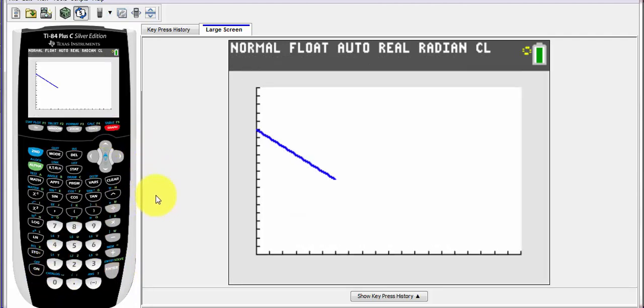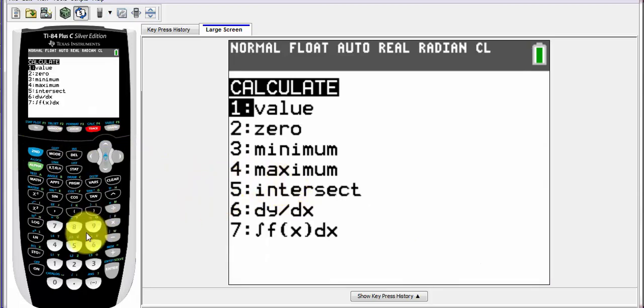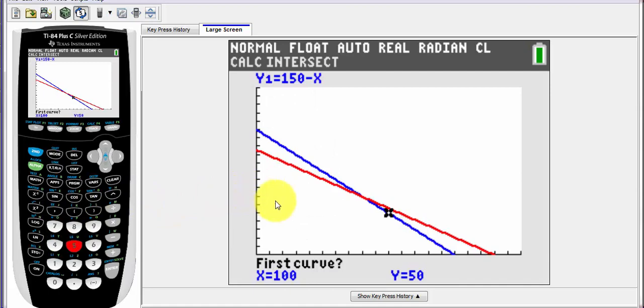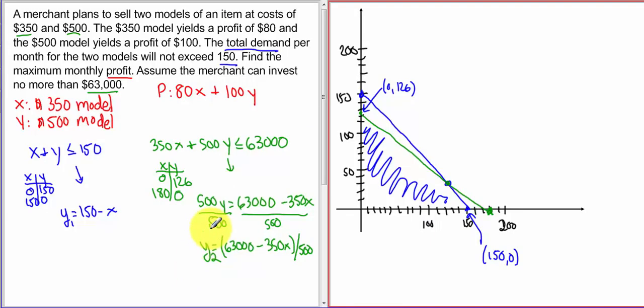Now when you press graph, you see one graph come up, the other graph come up, and you see I have this point of intersection. I need to find that point of intersection. So second, calculate, number 5. Because I only have 2 curves on here, this doesn't matter. First curve, second curve, guess. If you have more than one intersection point, you're going to have to get close to that intersection point. Press enter. 80, 70. So we know this point right here is 80, 70.